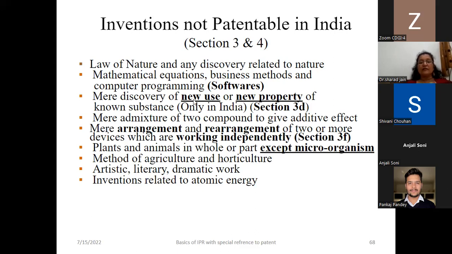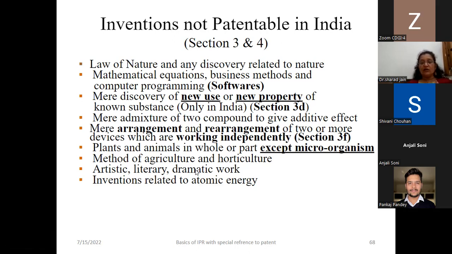Mathematical equations are not patentable. Business methods and computer programming software are also not patentable. Mere discovery of a new use or a new property of any already available species is not patentable. A new property of a known substance, and mere admixture of two compounds to give an additive effect, is not patentable. Mere arrangement and rearrangement of two or more devices which work independently comes under section 3A and is not patentable. Plants and animals in whole or in part, except microorganisms, are not patentable.